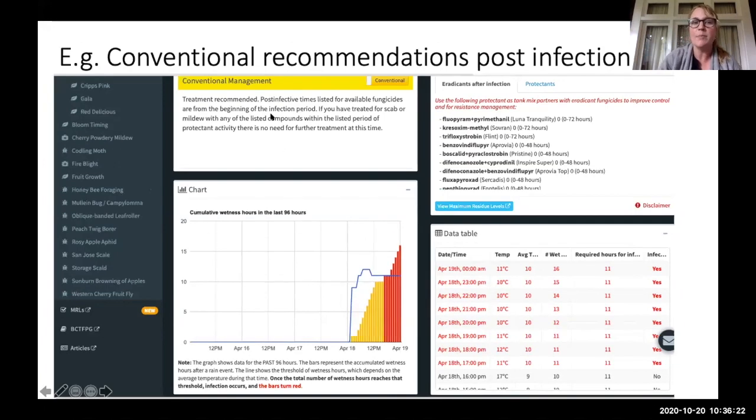Here, just for an example, is a conventional management recommendation where a treatment was required. And so it pulls up a list of eradicants, and this is where the hours for kickback are indicated. So again, very clearly to growers, you can go in and say, okay, I know that I've had this infection period that occurred 7 hours ago. What are my options for spray? And if I'm looking at the forecast and I see that there's 3 more days of rain, how am I going to fit that in? So I can look at some options that would give me kickback between 0 and up to 72 hours. So again, pretty informative for our growers and provides a lot more information in, again, essentially real-time format to those growers.